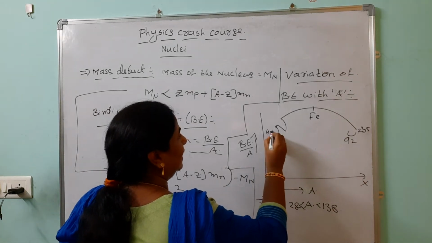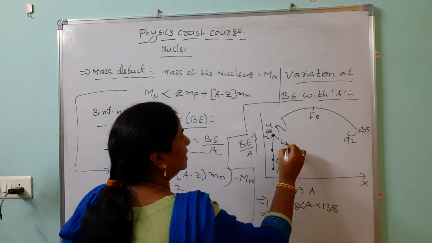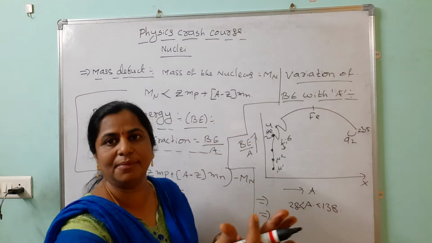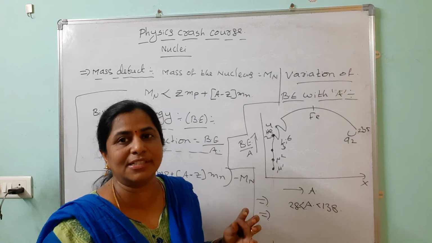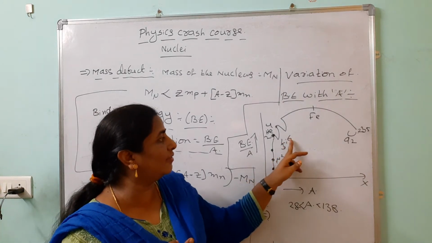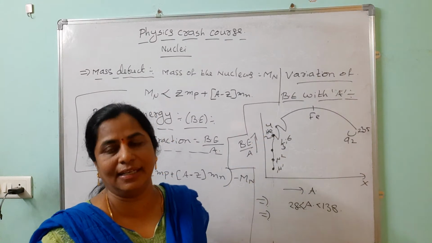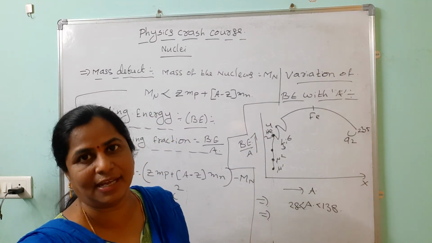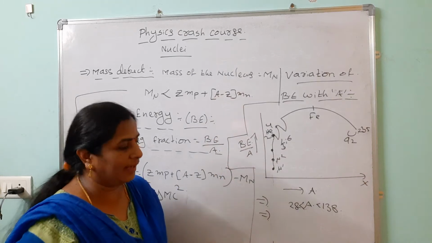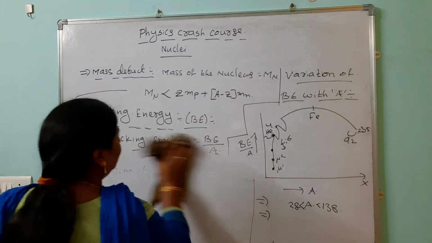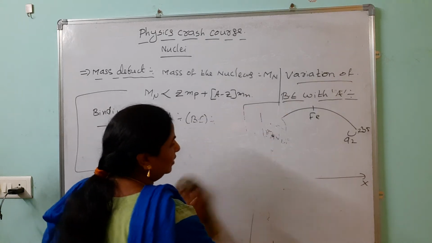Suppose this is helium, He-4-2. This is lithium. Generally, after helium, lithium comes. But in a few elements, especially lithium, the binding energy is less compared with helium. At that point we show this type of nick. So this is the variation of binding energy with mass number. Now we are focusing on what the nuclear force is.